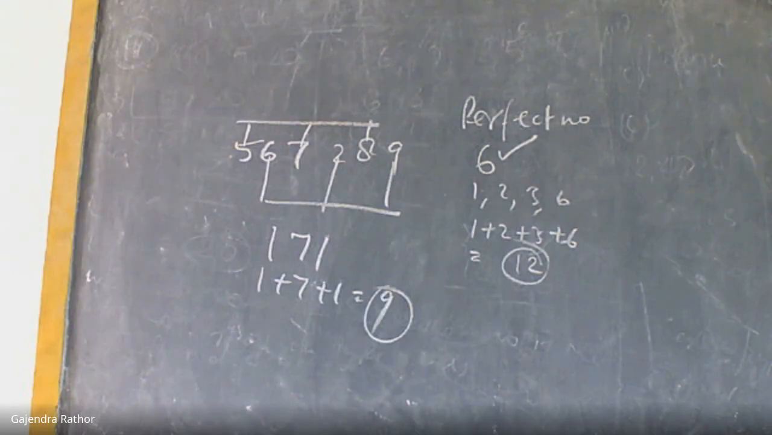Pratiksha, 28 is not a multiple of 9. Okay? Can anybody give an example of a perfect number except 6? Does anybody know about perfect numbers? Anybody give an example? Yeah, maybe 24, but we need to check whether 24 is a perfect number or not. Okay? Anybody else?